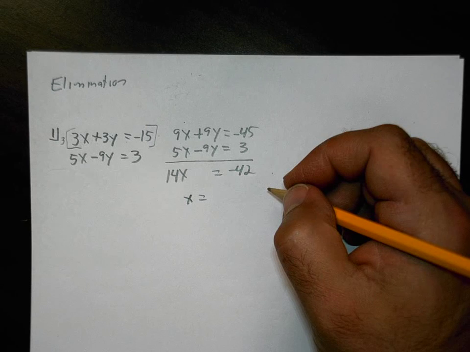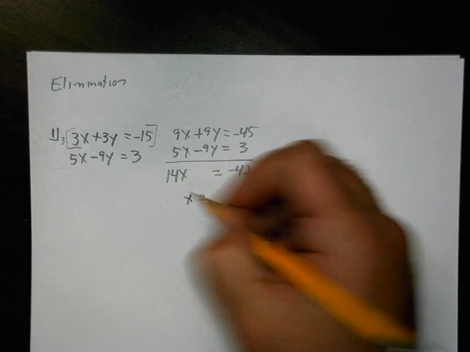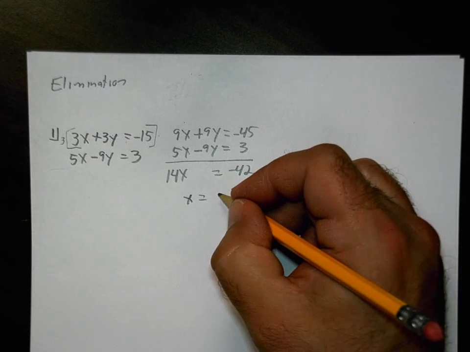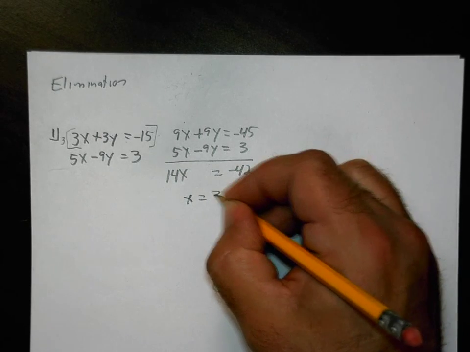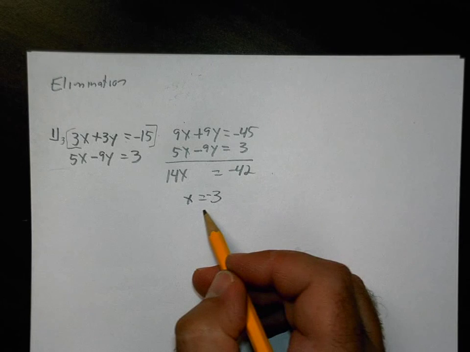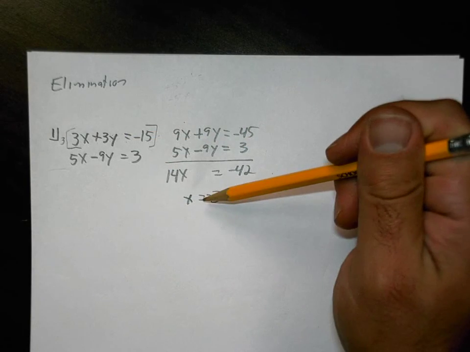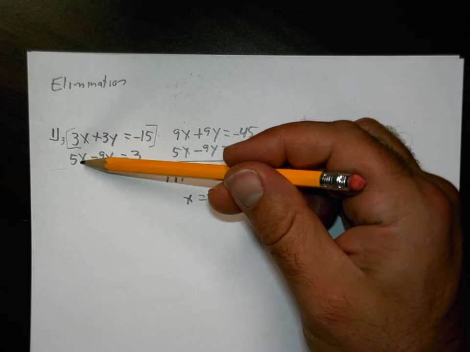42 divided by 14 is negative 3. So x equals negative 3. Again, we still need y, so we have to substitute back in. Now we can substitute this negative 3 in for either equation.